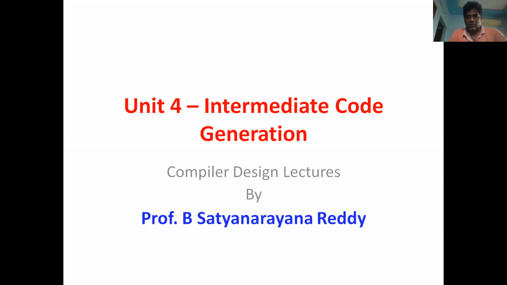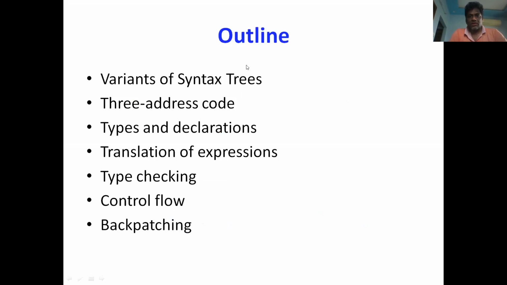So today we will start the fourth unit, which is about how to generate intermediate codes as part of one of the phases of the compiler. So these are the topics that we are going to cover in this unit.